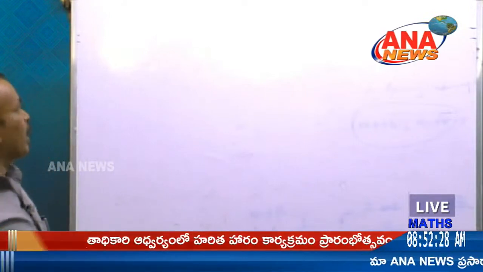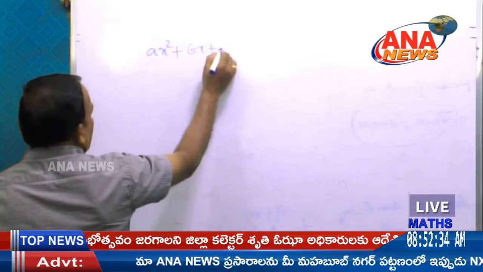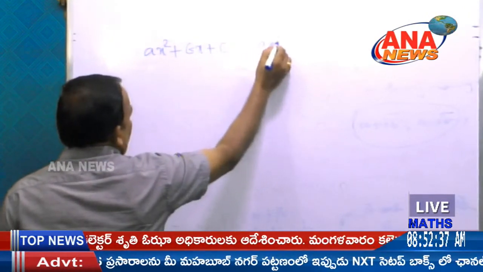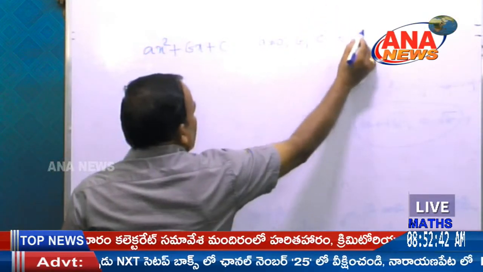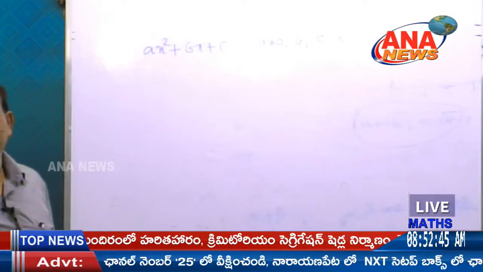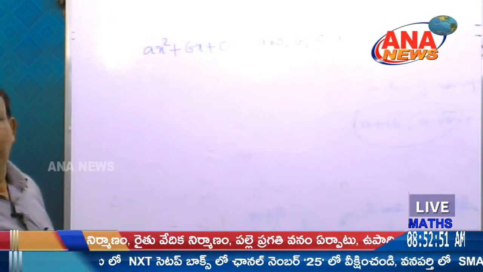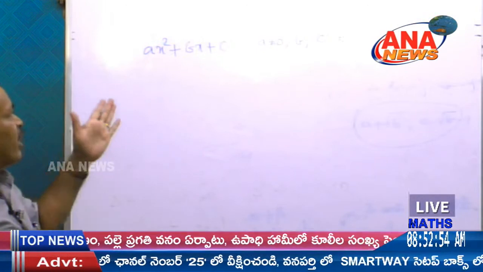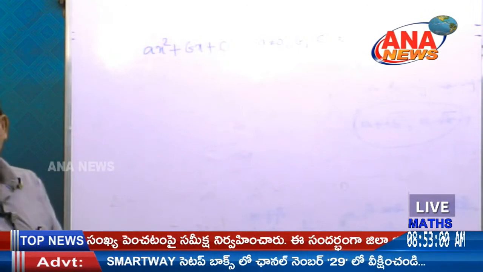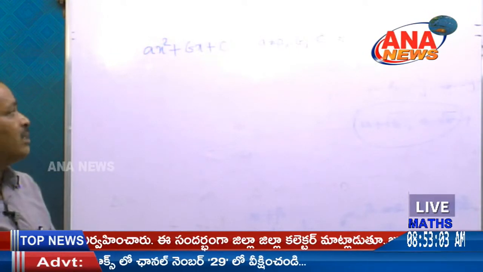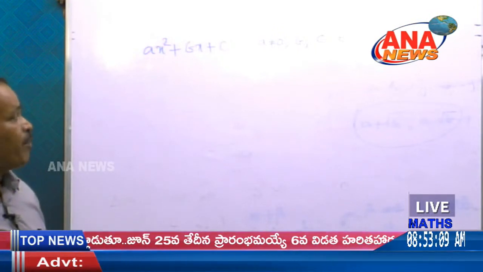Okay, now see, ax square plus bx plus c, where a is not equal to 0, and b, c belong to C, the complex numbers. A is a non-zero complex number, b, c are complex numbers. So ax square plus bx plus c is a quadratic equation whose roots are alpha, beta. The roots are minus b plus or minus root over b square minus 4ac, all divided by 2a.